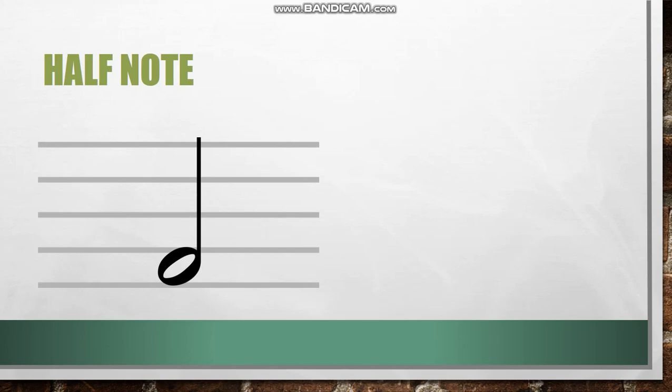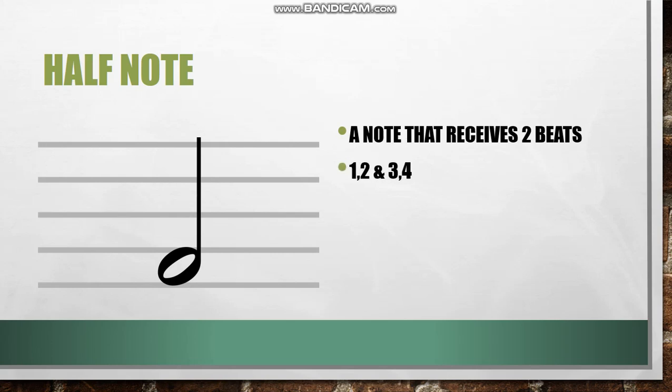I'm pretty sure you guessed that right. Good job. Now you see this nice little circle with a line behind it. It means that this note receives 2 beats, 2 beats and 2 beats only. 1, 2, and then 3 and 4. So remember, we got beats 1 and 2, then we got beats 3 and 4.